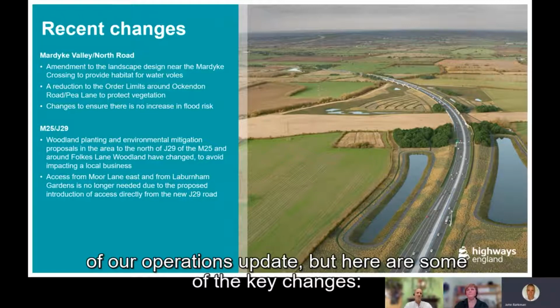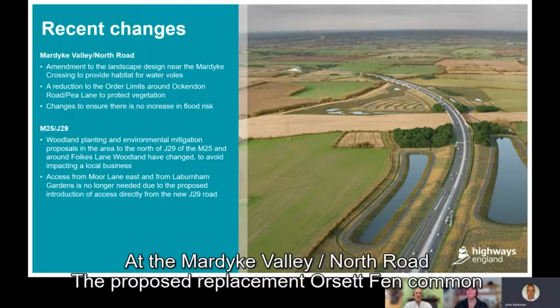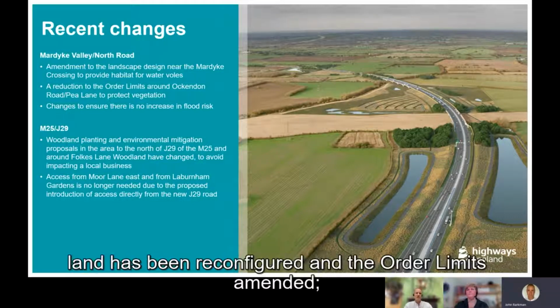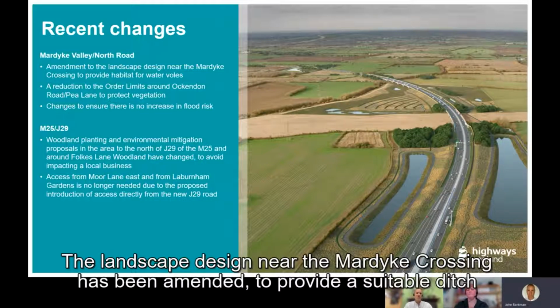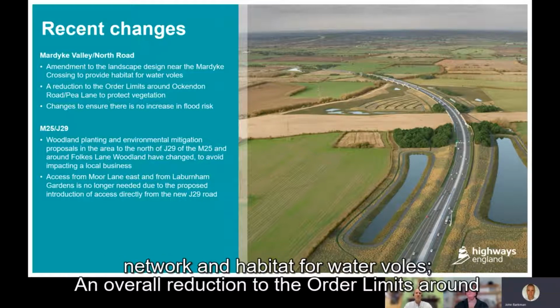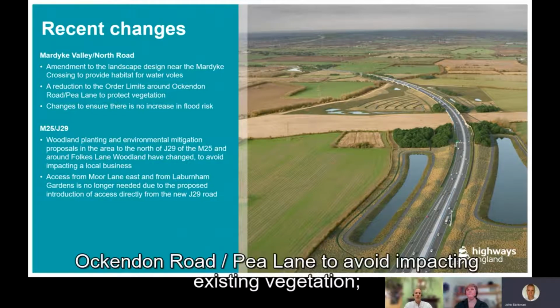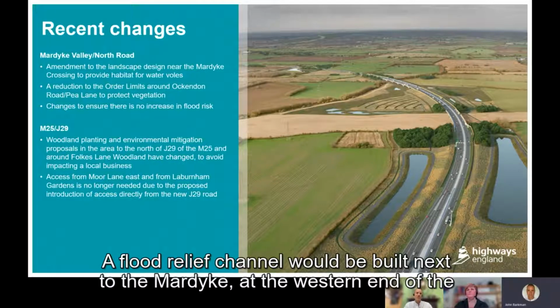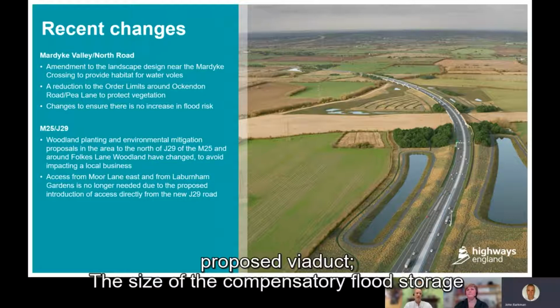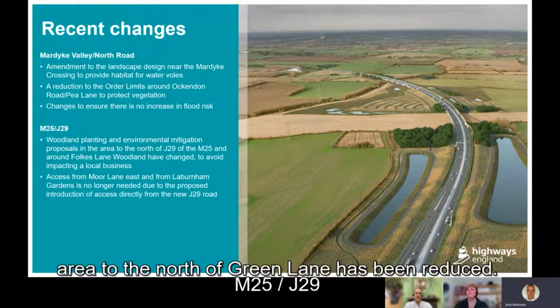At the Mardyke Valley North Road, the proposed replacement of Orsett Fen common land has been reconfigured and the order limits amended. The landscape design near the Mardyke crossing has been amended to provide a suitable ditch network and habitat for water voles. There is an overall reduction to the order limits around Ockendon Road and Pea Lane to avoid impacting the existing vegetation. A flood relief channel would be built next to the Mardyke at the western end of the proposed viaduct. The size of the compensatory flood storage area to the north of Green Lane has been reduced.